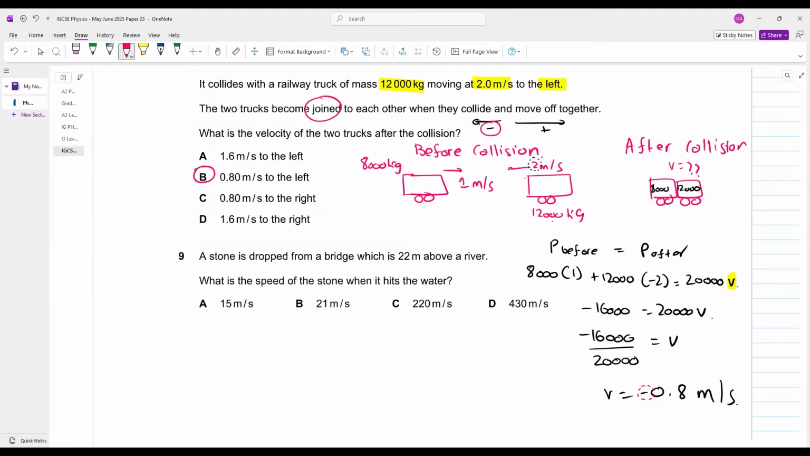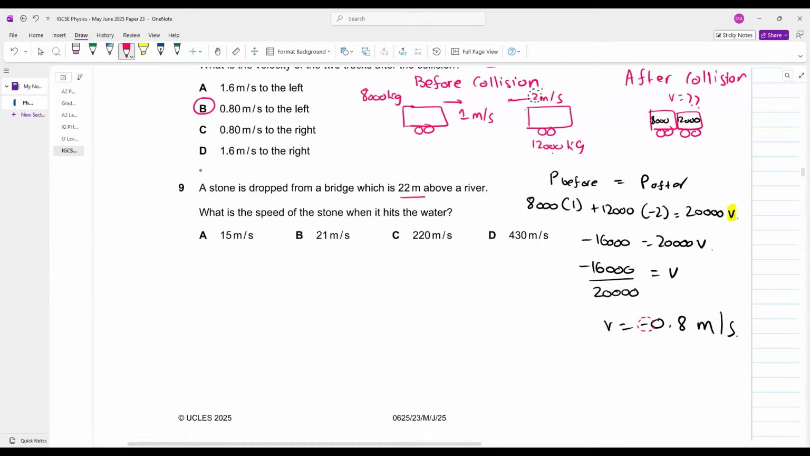B is your answer. A stone is dropped from a bridge which is 22 meters above a river. What is the speed of the stone when it hits the water? तो आप क्या कहोगे? Gravitational potential energy gets converted into kinetic energy. ये ग्रेविटेशनल पोटेंशियल एनर्जी का क्या फॉर्मूला होता है बेटा? mgh. काइनेटिक एनर्जी का क्या फॉर्मूला होता है? 1/2 mv². m, m cancel out.